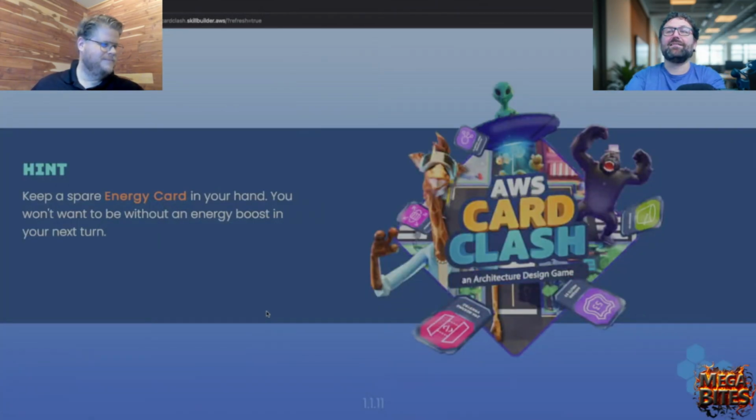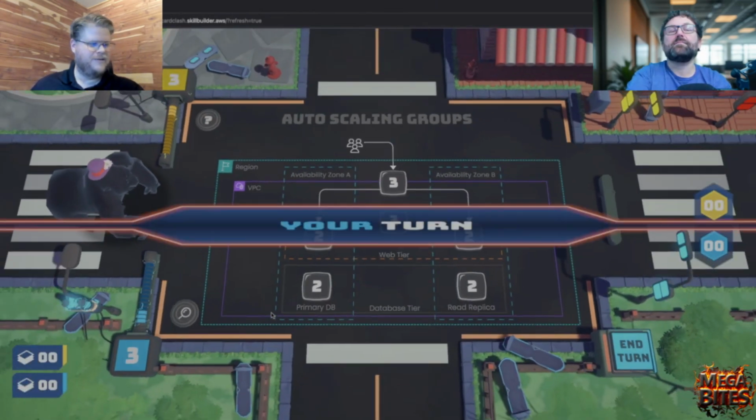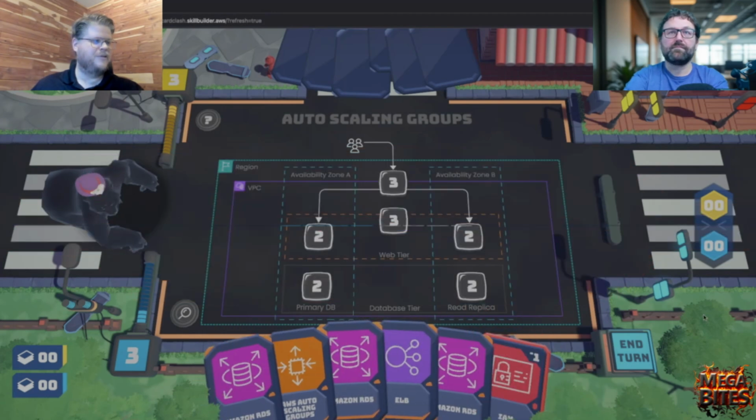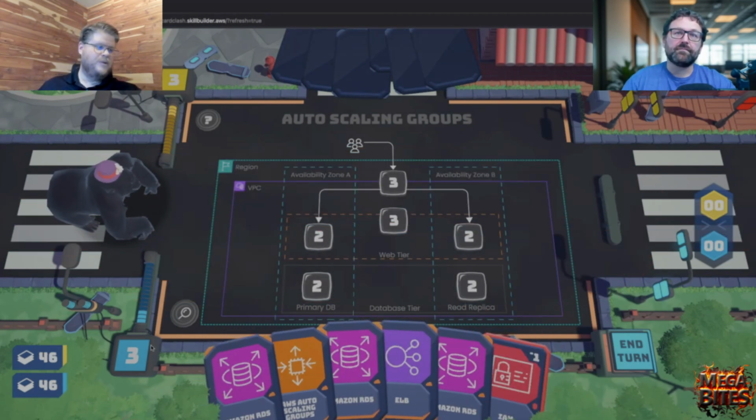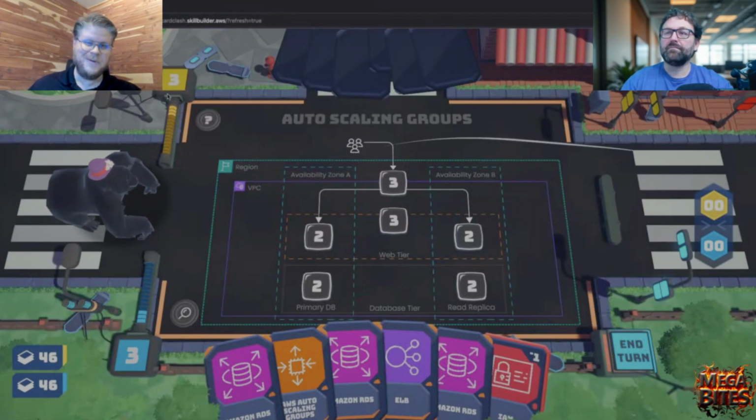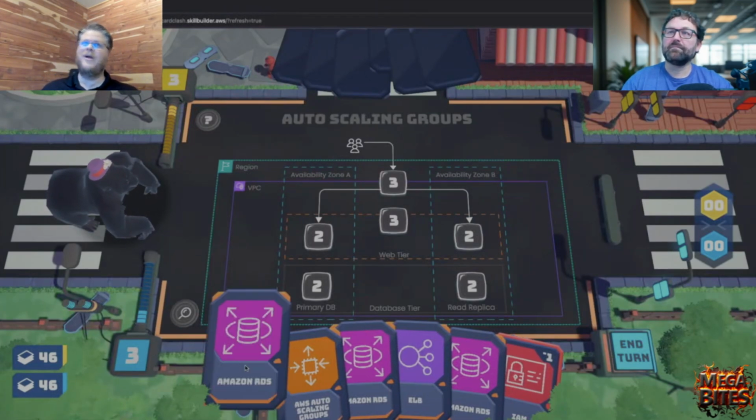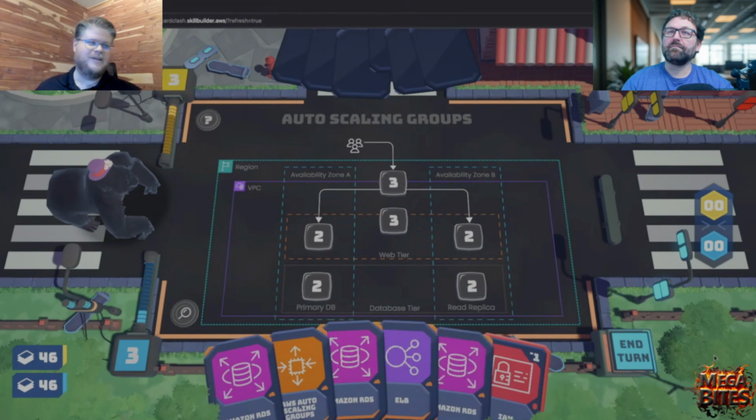Let's start with that. Well, the energy is what you're going to need, and that's represented by this 3 down in the lower left for us, and the 3 for Miss Gorilla. That's what you need to be able to actually play the cards. So you can actually run out of energy, you can have the right cards, but you can't play them.